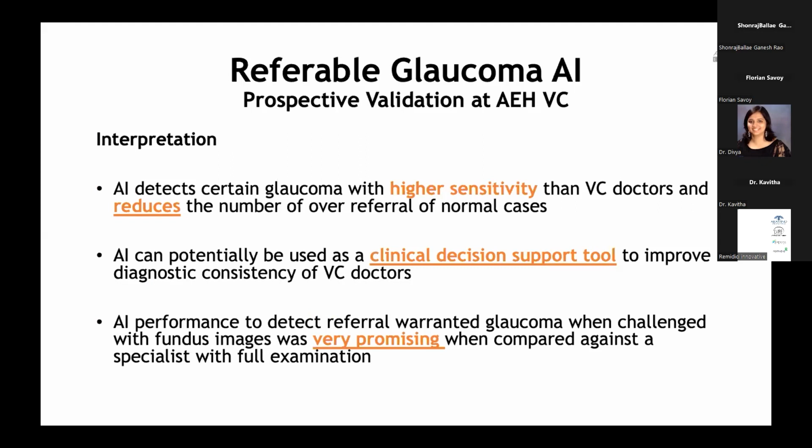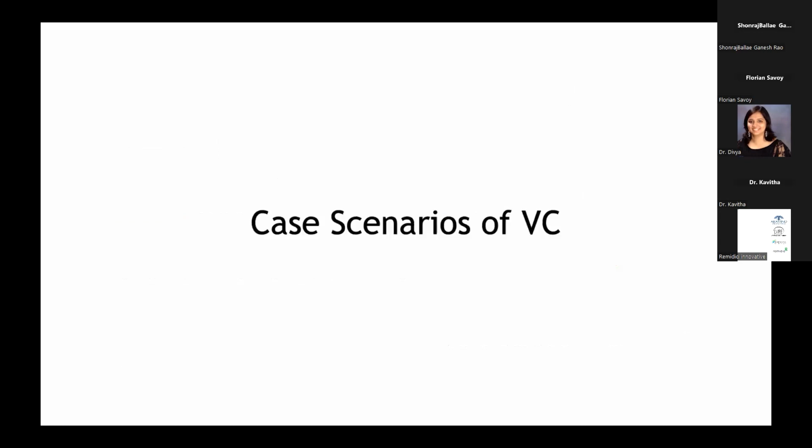And also the third point was that AI performance to detect referral-warranted glaucoma when challenged with fundus images was very promising when compared against a specialist with full examination.